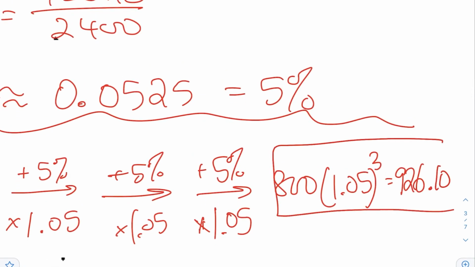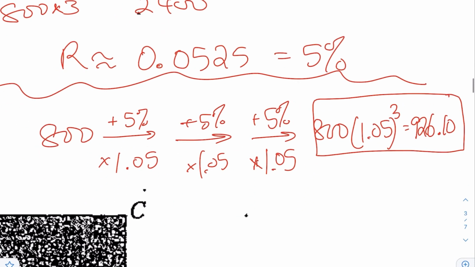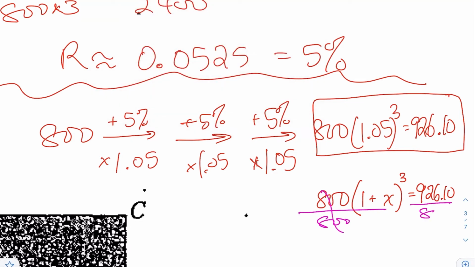So this is the formula that you actually need to solve. Again, you don't know that X, so you have to do 800 times 1 plus this fraction X, cubed, is equal to 926.10. To solve for this, you would need to divide by 800, and then you have to cube root this number, which is going to be a weird decimal here. So you'll need a calculator.